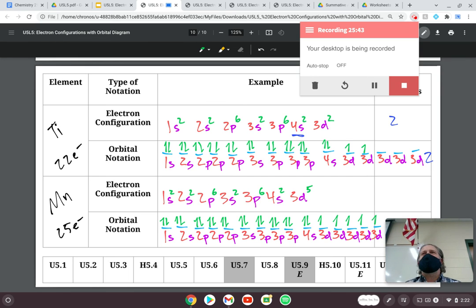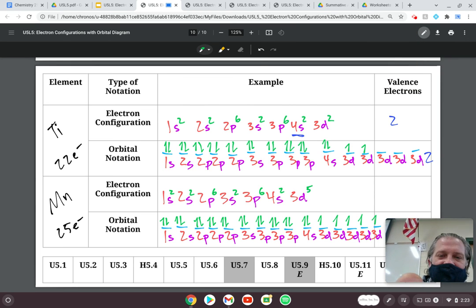All right, so for manganese with 25 electrons, you should have come up with 1s2, 2s2, 2p6, 3s2, 3p6, 4s2, 3d5 for the electron configuration. For the orbital notation, it's 1s, arrow up, arrow down, 2s, arrow up, arrow down, 2p, arrow up, arrow up, arrow up, arrow down, arrow down, arrow down, 3s, arrow up, arrow down, 3p, arrow up, arrow up, arrow up, arrow down, arrow down, arrow down, 4s, arrow up, arrow down, and 3d, arrow up, arrow up, arrow up, arrow up, arrow up. Okay? And they should have been spread out. They should not have been doubled up.